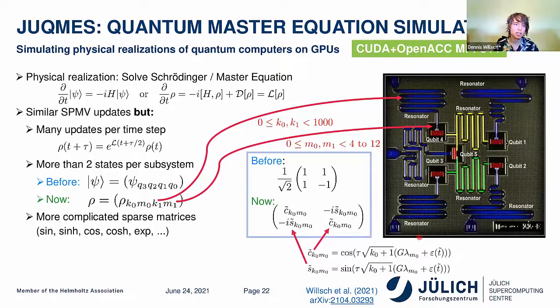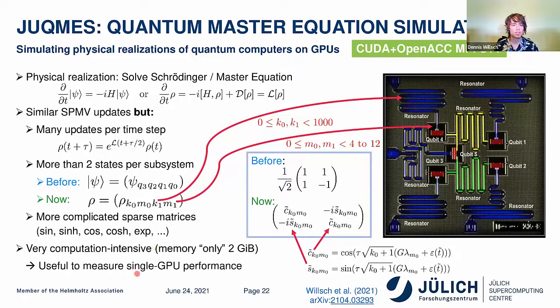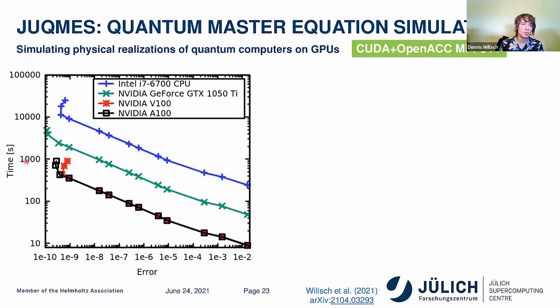And as you might imagine, these computations are very computation intensive. So it's of course also memory that's the bottleneck for the large systems, but also for small systems where we have only 2 gigabytes of memory, this involves a lot of computation. So for benchmarking purposes, we use these simulations to measure single GPU performance. And now we can sort of judge whether NVIDIA did a good job in improving their GPUs. So here are some results. We see the runtime versus the error of the simulation. It's of course always good to be able to scale down the error to reach arbitrary accuracy.